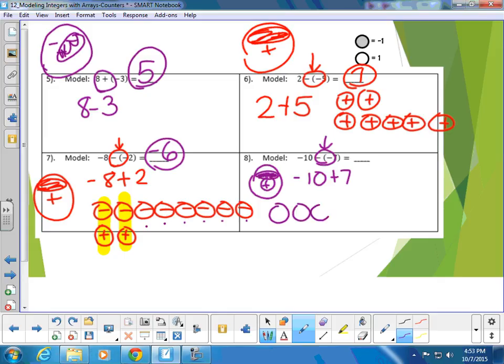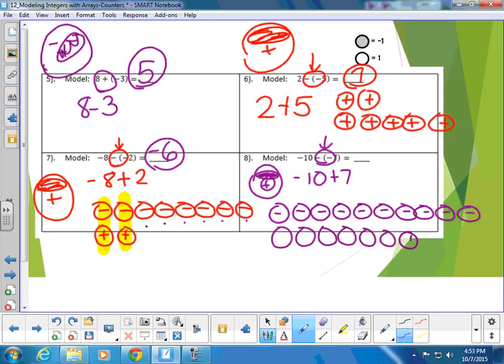So let's draw those 10 negatives. Seven positives. We're going to identify our zero pairs. There's 1, 2, 3, 4, 5, 6, 7. And I'm left with 3 negatives as my answer.